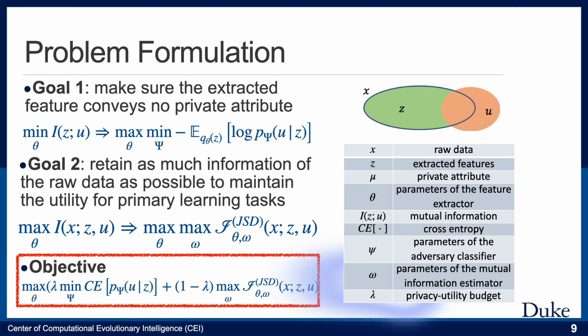Finally, we can formulate our objective function based on the above two optimization problems. In addition, we also introduce lambda as a privacy utility budget to balance the trade-off between the utility and the privacy.